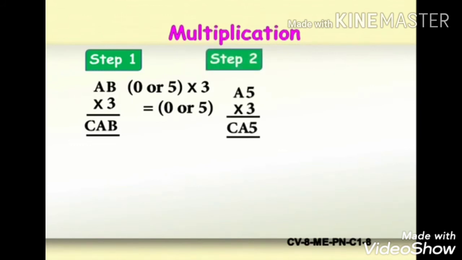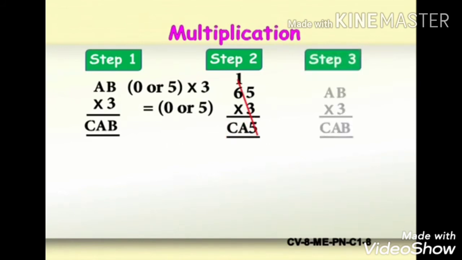Step 2. Let B be equal to 5. Then AB is A5 into 3, giving a product CA5 with 1 carry. Let us put some value, say 6 for A, then A5 is 65, and 3 into 6 plus carry 1 is giving 19, but we should get 6 for A. Step 3. To get 3 into A plus 1 is equal to CA, this is also not possible for any value of A, and for B is equal to 5. Hence, B cannot be 5. Therefore, the other option for B is 0.